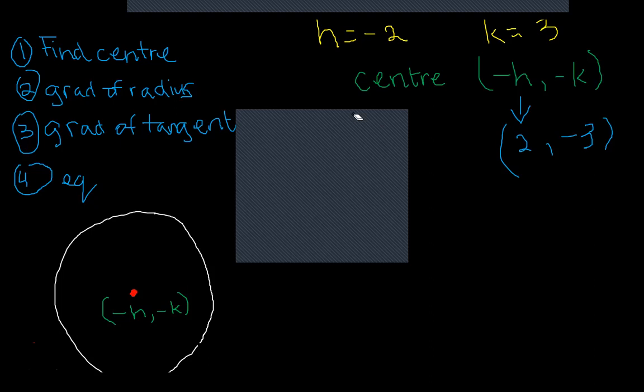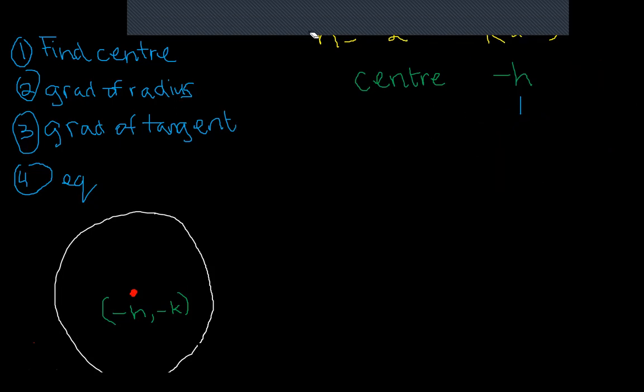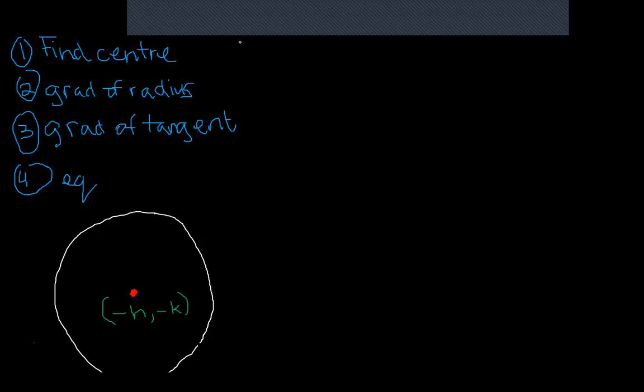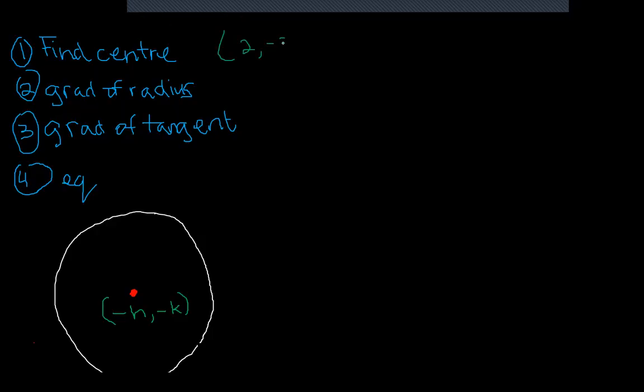Mute. Okay, nice. So that's one step finished. If you think you need to review it, Google Classroom, that's the way to go. Okay. So now we know our center is (2, -3).